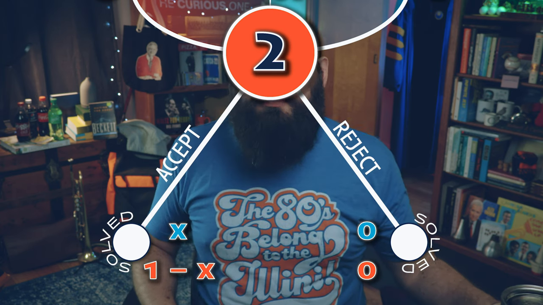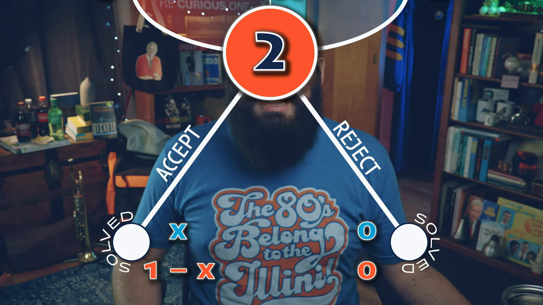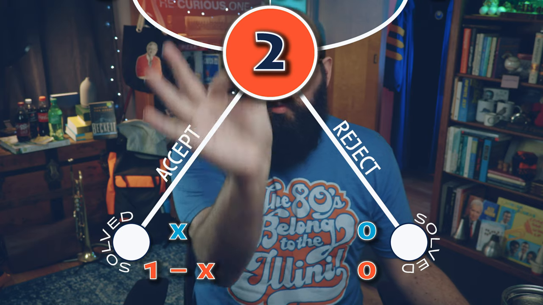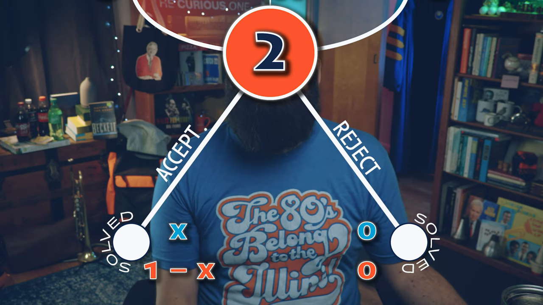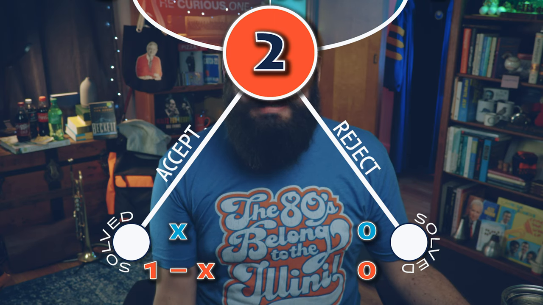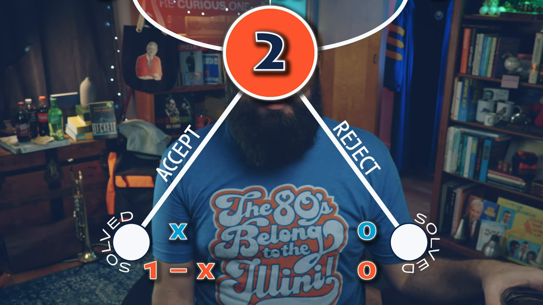Pause the video now and tell me, how many decision nodes are we about to have to solve? The drawing only has one because we show you one hypothetical X. But is that the only X? Pause the video and ruminate. Welcome back to all you ruminators.